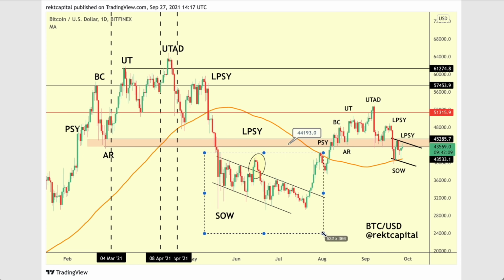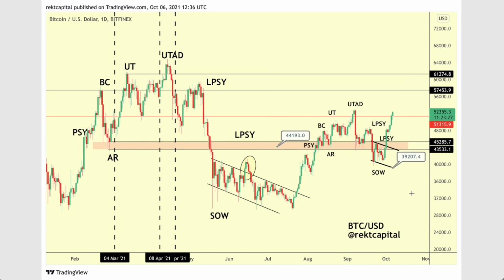So if we broke out from this wedge to invalidate the macro distribution range through the Wyckoffian perspective, then we were going to break out from this wedge by the same token, which is what we saw. And this is something I was talking about at length in the Rekt Capital newsletter.